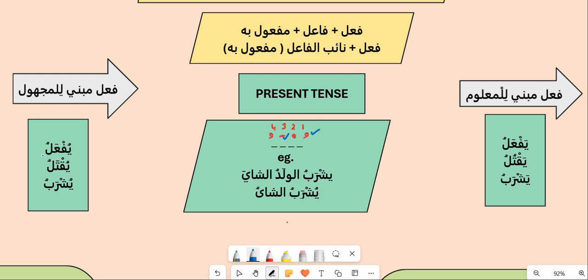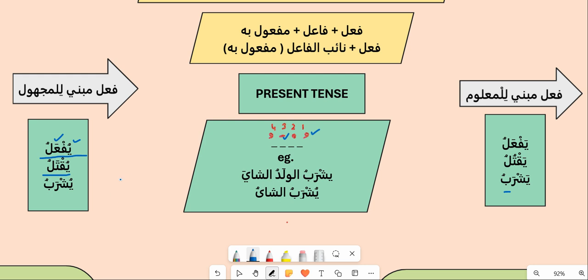So let's check here. What about yaf'alu? It became yuf'alu. And now let's see yaqtulu, what happens? It became yuqtalu. So the dhamma on the ta changed to fatha. The first harf mudare and the second last letter will have a change of haraka. What about yashrabu? As you can see, yushrabu. This is how you make simple present tense into majhul.